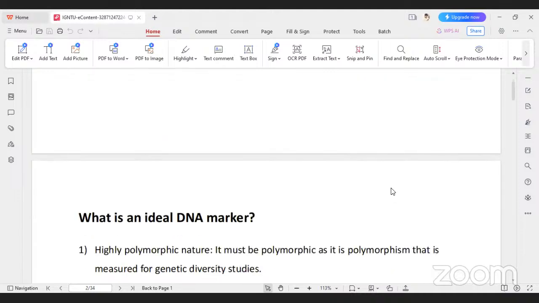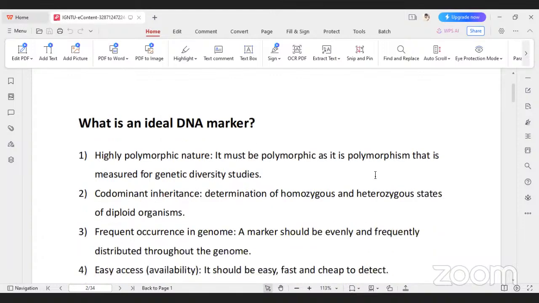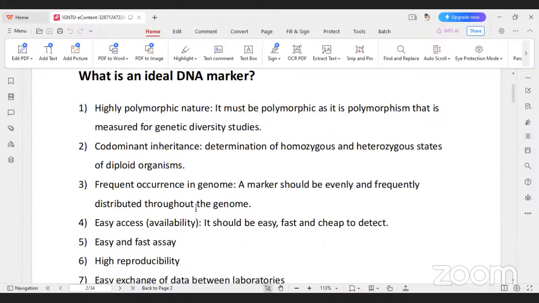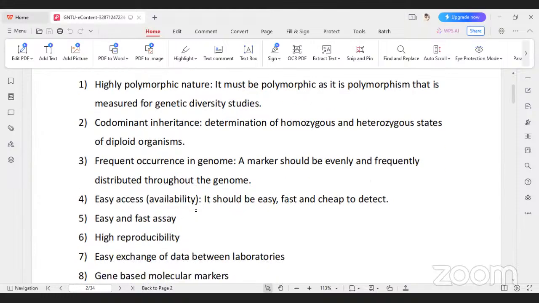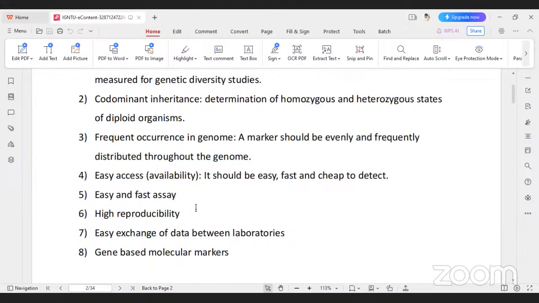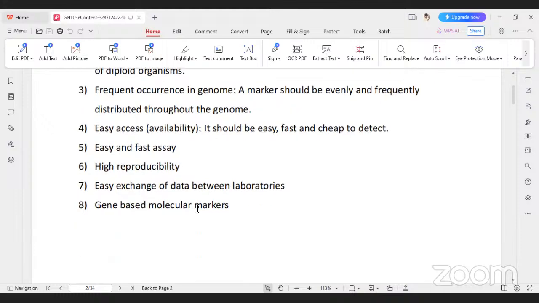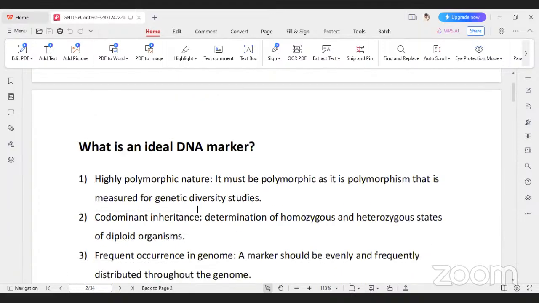So what are the ideal markers? The ideal markers should be highly polymorphic in nature, codominant in inheritance, frequent in occurrence in the genome, easy to access, easy and fast to assay, highly reproducible, easily exchangeable between laboratories, and gene-based. These are the ideal DNA marker characters. So first of all, highly polymorphic.